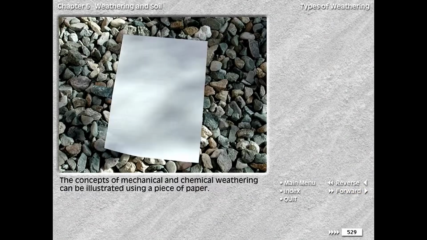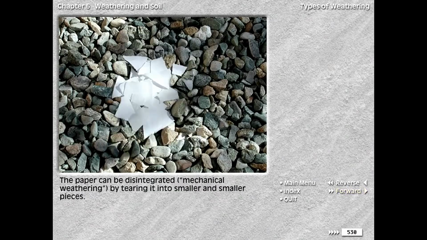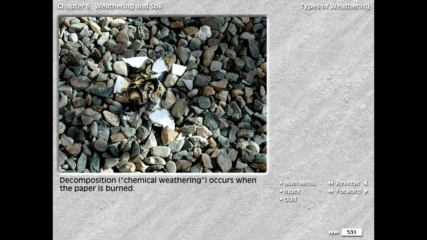The concepts of mechanical and chemical weathering can be illustrated using a piece of paper. The paper can be disintegrated by tearing it into smaller and smaller pieces. Decomposition occurs when the paper is burned.